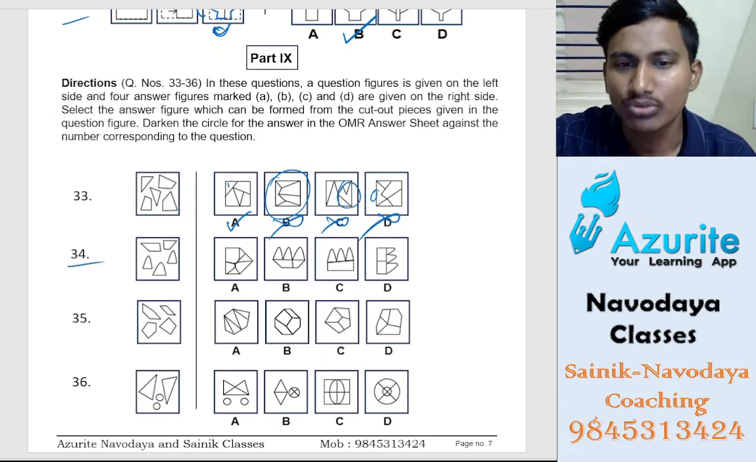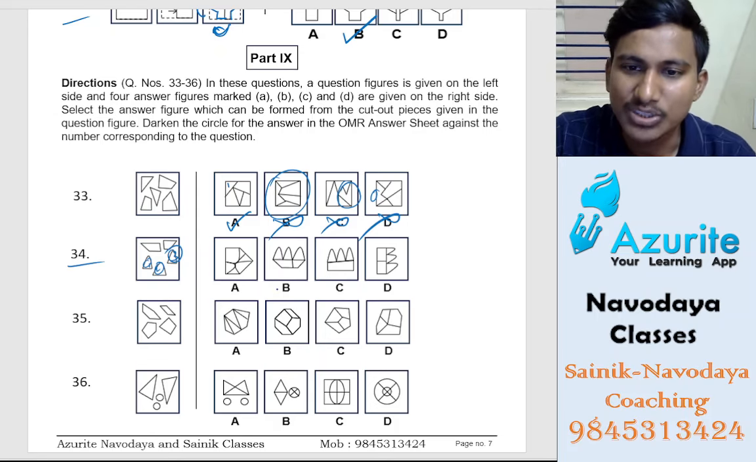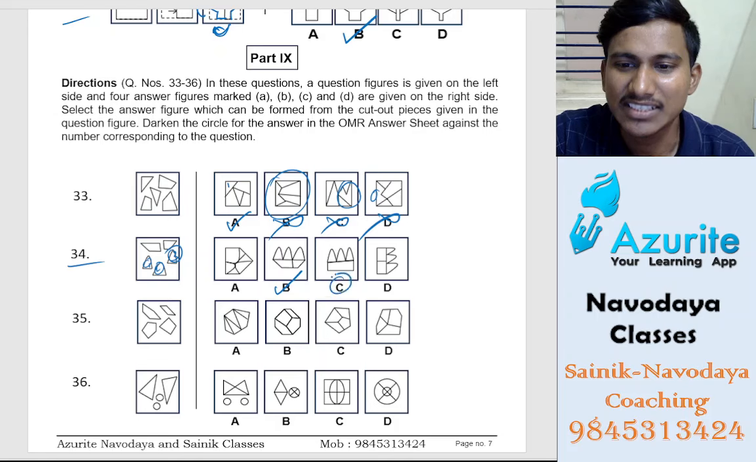Now 34, which we can make? Yes, there are 1 2 3 are there. So 1 2 3, where is it? Option B and C is there, but C is not the answer, right? So that is why no.